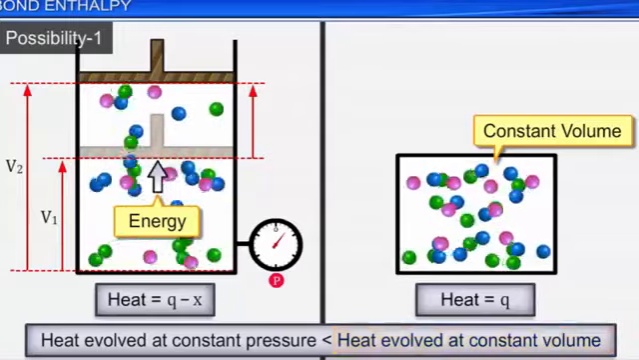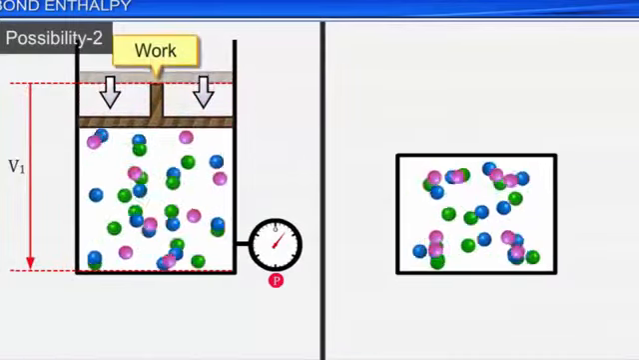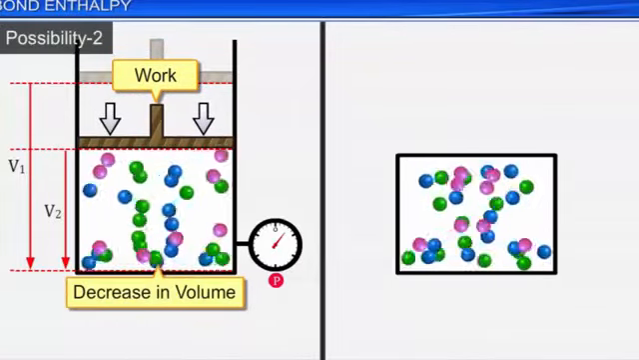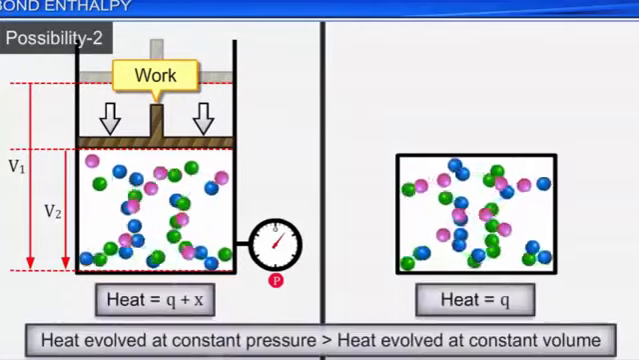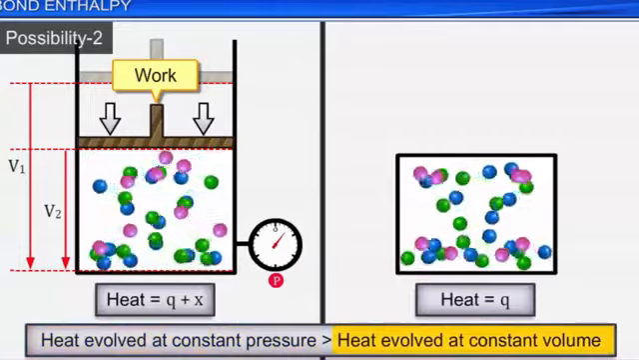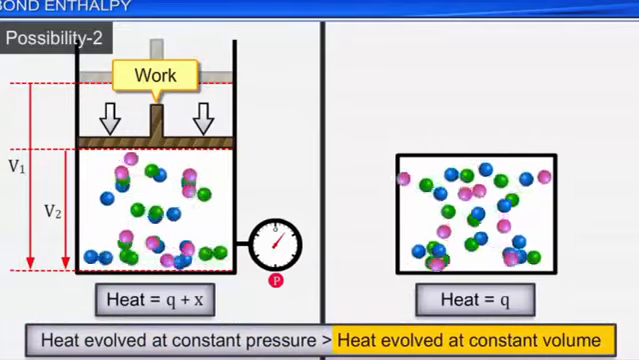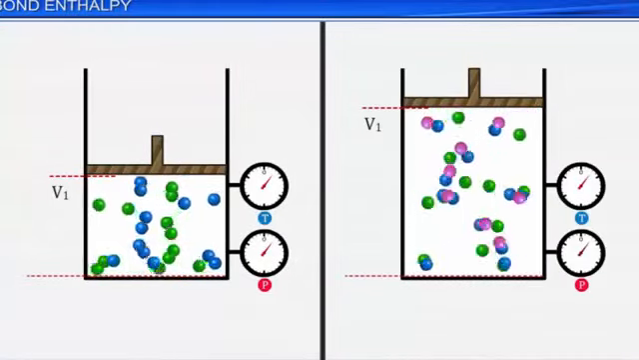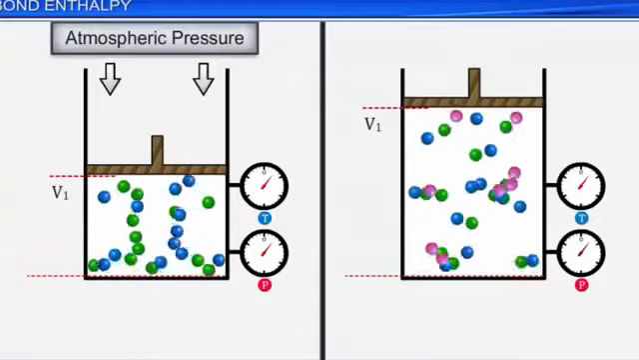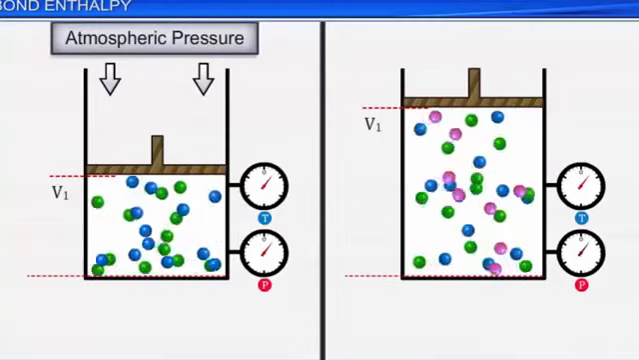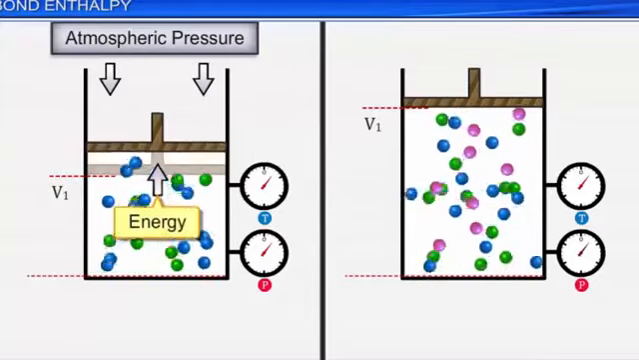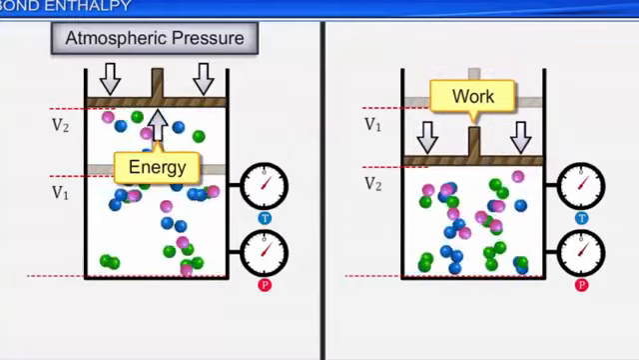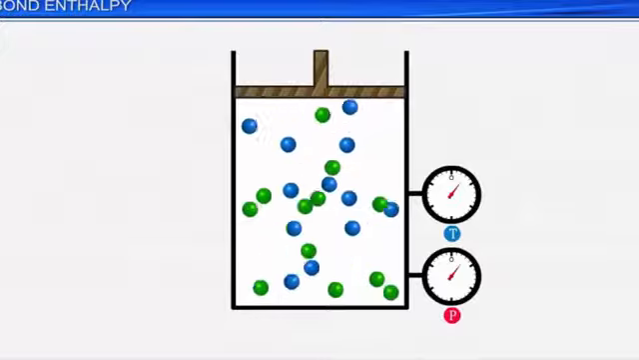The other possibility is that if the reaction is carried out with decrease in volume at constant pressure, then the work is done on the system and heat evolved would be greater than the heat evolved at constant volume. Thus, it can be concluded that heat changes occurring at constant pressure and temperature are not only due to change in internal energy but also due to expansion or contraction against the atmospheric pressure. Hence, the scientists felt the need to study the heat changes at constant pressure and temperature.